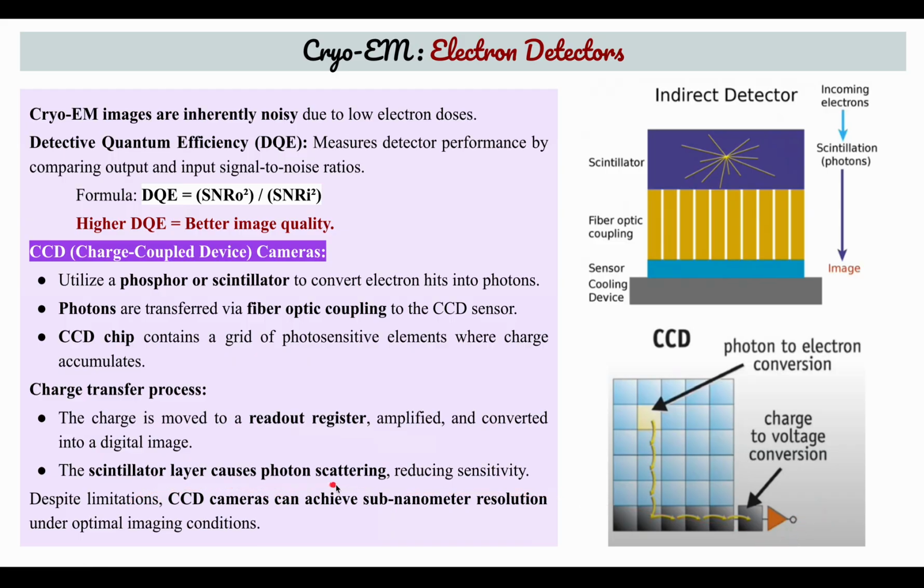The scintillator layer causes photon scattering, which reduces the sensitivity. So in this scenario, there is a possibility that photons can get scattered, and in such scenarios, there is a reduction in the sensitivity of the image which is formed. But despite these limitations, CCD cameras can achieve sub-nanometer resolution under optimal imaging conditions, due to which CCD detectors are mainly preferred.